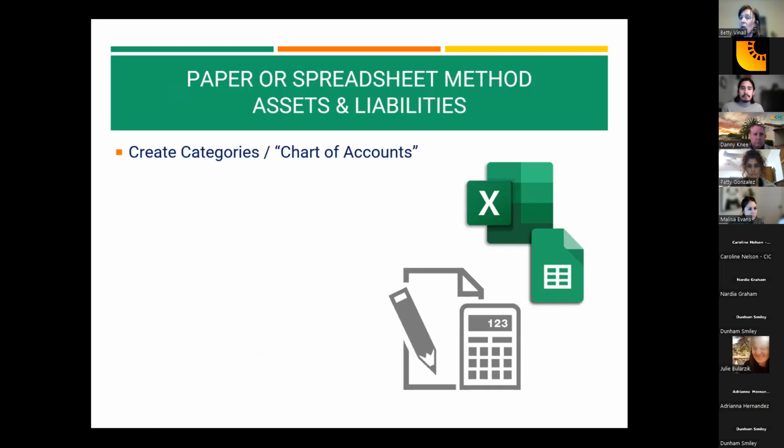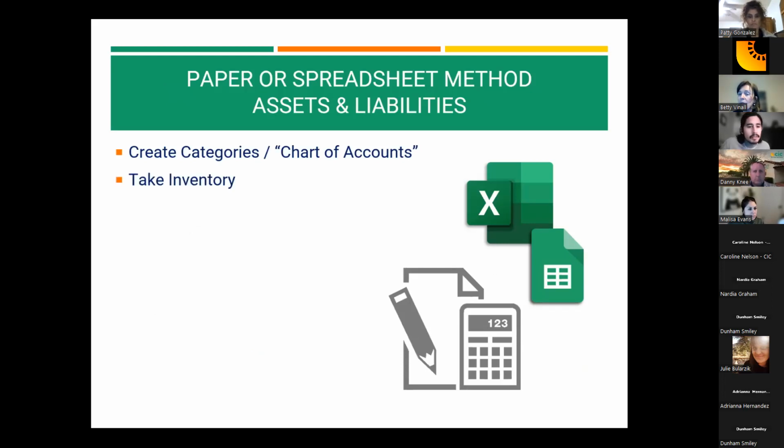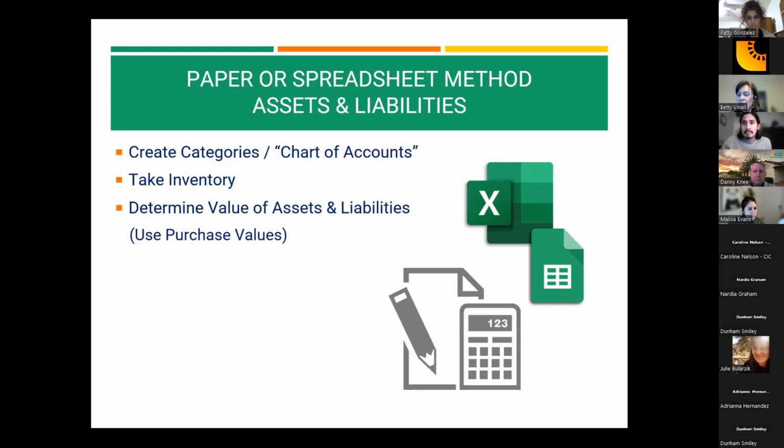Okay, so we've talked about how we're going to create our categories and our chart of accounts. We're going to take inventory. If you have all your inventory in your storeroom, you have to take inventory and know the value of it to be able to put a figure into your books. You determine the value of your assets and your liabilities, and you use the purchase value on the balance sheet.